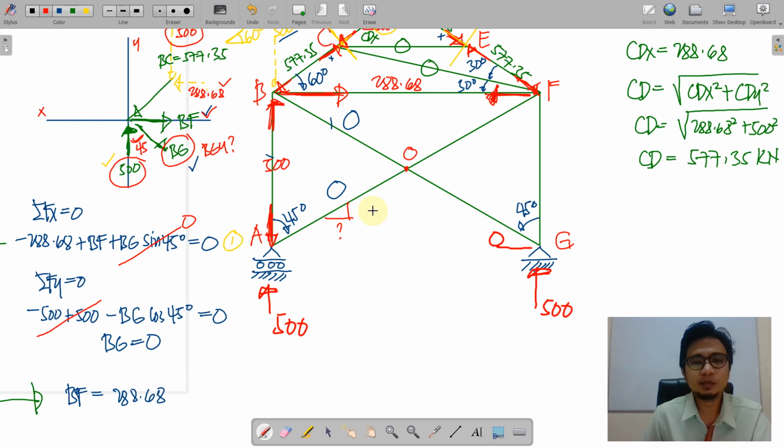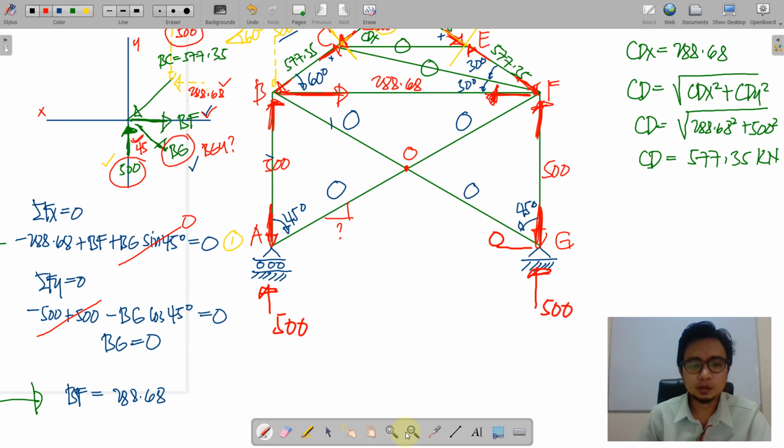So by symmetry, if we go directly at point O, we can say that this is also 0 and 0 here, because all of these forces are parallel. So no force here will cause an imbalance to joint O. So by symmetry, finally, we have here 500.